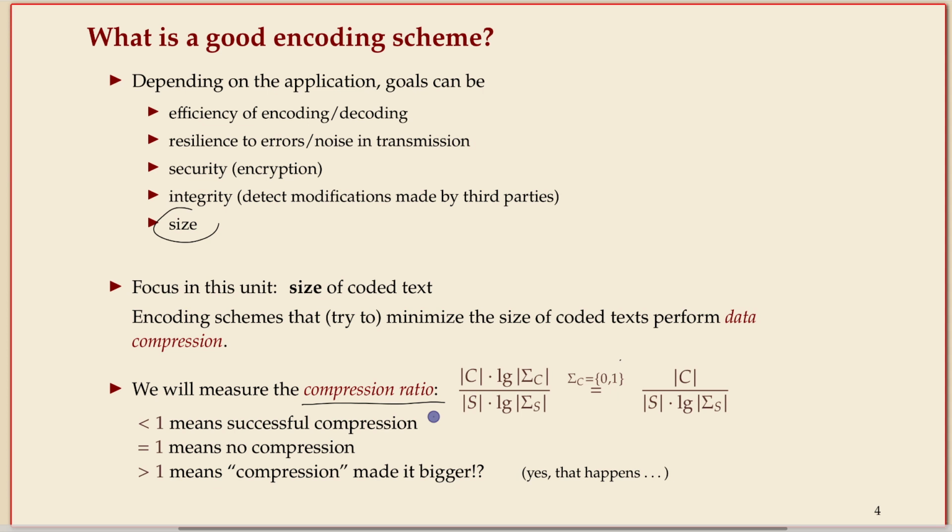Now the compression ratio can be less than 1, or greater than 1, or equal to 1. In general, everything can happen, and only when we have less than 1 have we actually achieved something in terms of saving space.